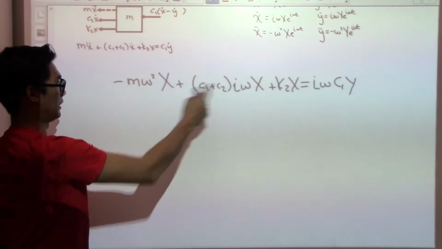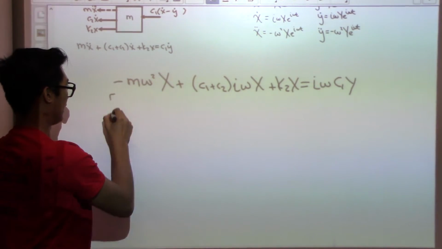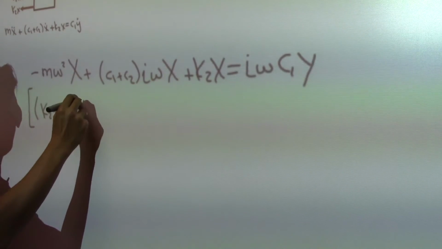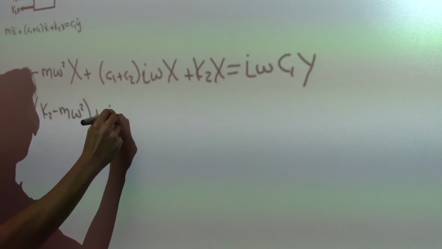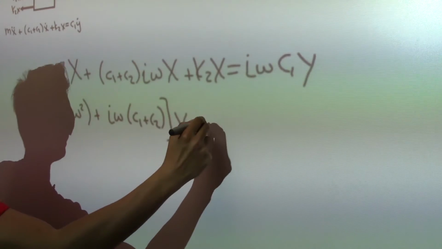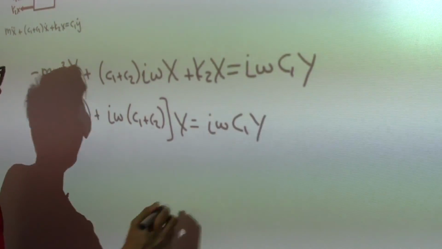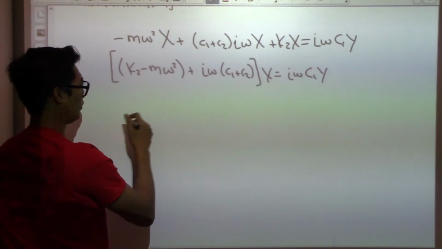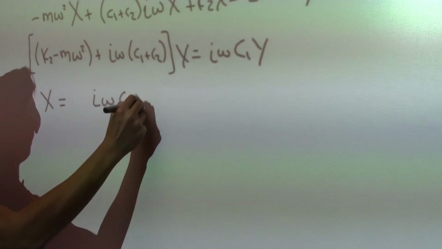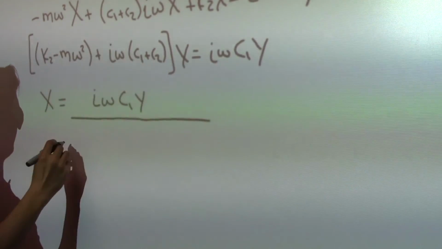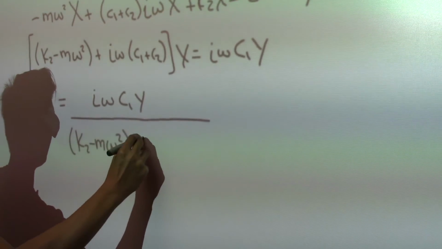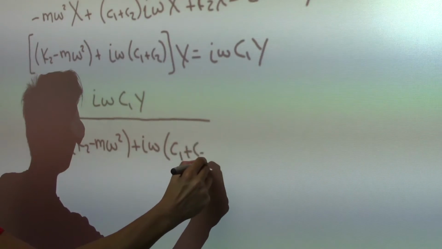Cleaning up the left side of the equation, here we have (k2 minus m omega squared plus i omega (c1 plus c2)) X is equal to i omega c1 Y. Now isolating X, we get X is equal to i omega c1 Y all over this guy here, which is k2 minus m omega squared plus i omega (c1 plus c2).